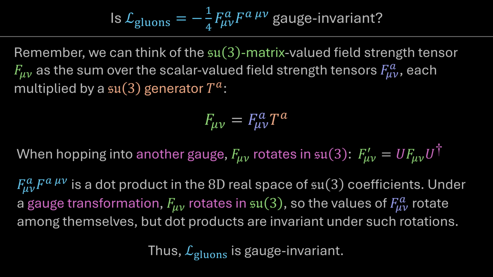As you hop from one gauge to another, F^μν rotates in color space, but the magnitude of this term, the magnitude of this sum, this dot product, is going to remain the same, regardless of which gauge we are in.